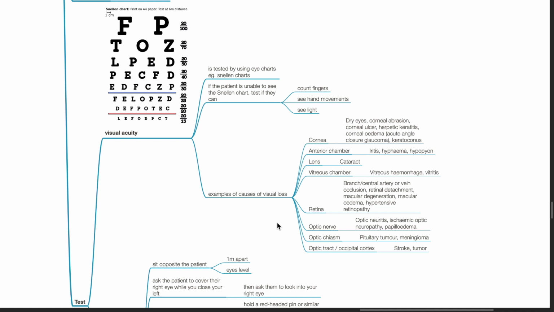For causes in the anterior chamber: iritis, hyphema, hypopyon. For the lens: cataract. For causes from the vitreous chamber: vitreous hemorrhage, vitritis. For causes in the retina: branch or central artery or vein occlusion, retinal detachment, macular degeneration, macular edema, hypertensive retinopathy. For causes of the optic nerve: optic neuritis, ischemic optic neuropathy, papilloedema. Pituitary tumor and meningioma can compress the optic chiasm, causing visual loss. Stroke or tumor can cause visual loss via damage to the optic tract or occipital cortex.